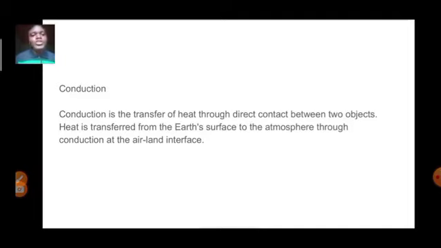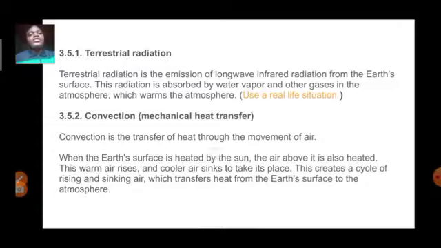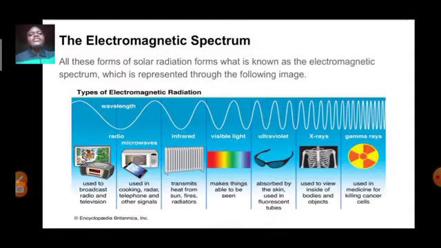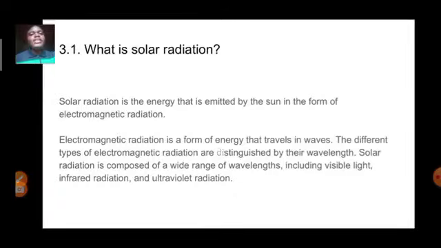Okay, dear students, dear learners, dear viewers, with this we have come to the end of this lesson, in which we have looked at solar radiation.